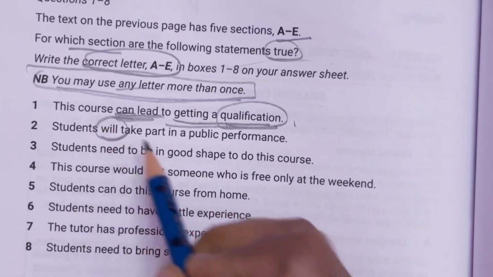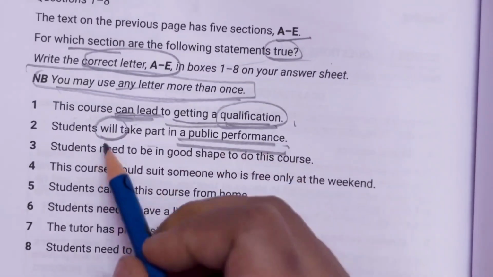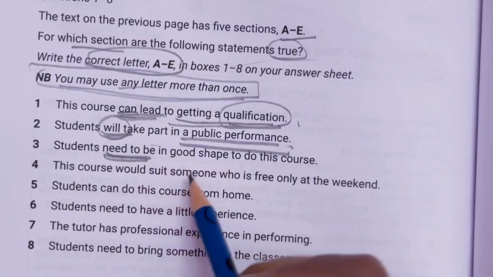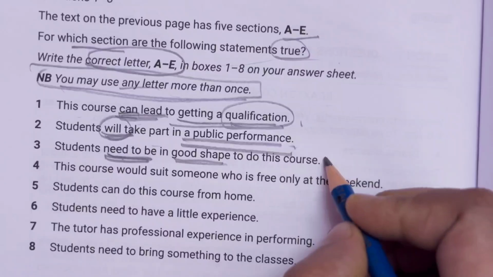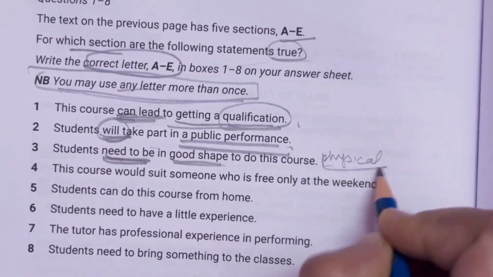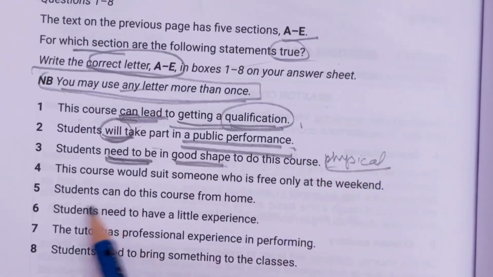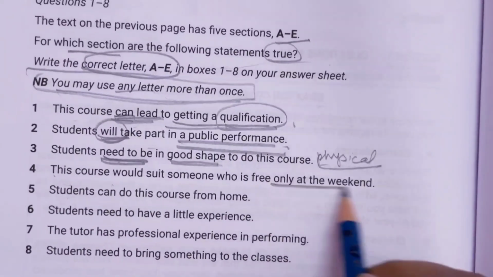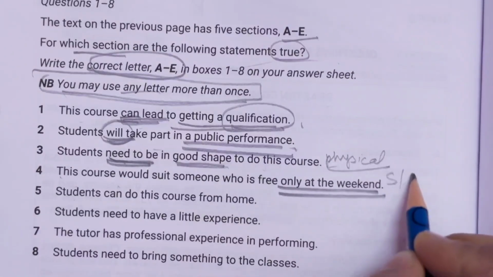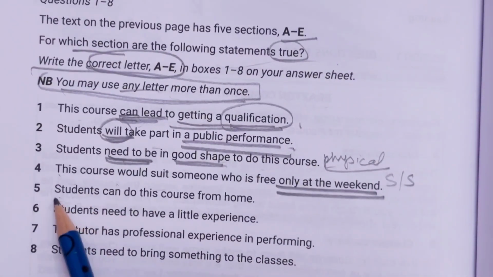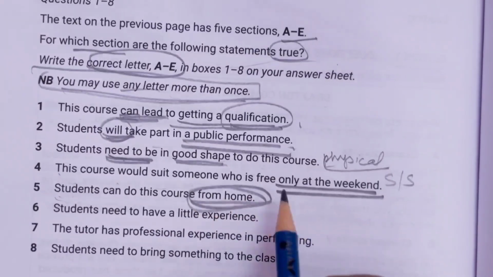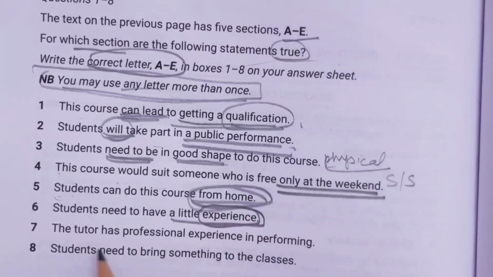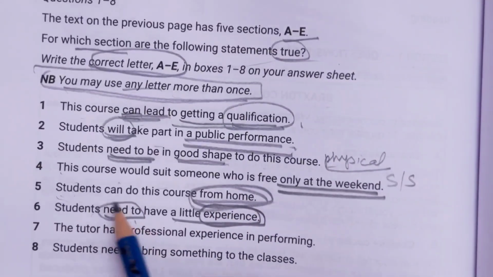Number 2, will take part in a public performance. So will take part. Need to be, important, something that is mandatory. Need to be in good shape. So this has to do with some physical stuff, right? Physical health or something. Need to be in good shape to do this course. Number 4, this course would suit someone who is free only at the weekend. So only at the weekend, that means we are looking at Saturday or Sunday classes. Number 5, students can do this course from home. Okay, so online course maybe. Students need to have a little experience. So experience is mandatory. Need to have some important.